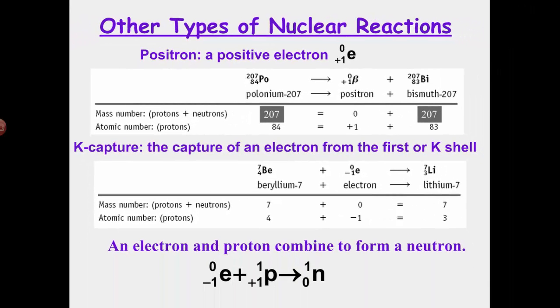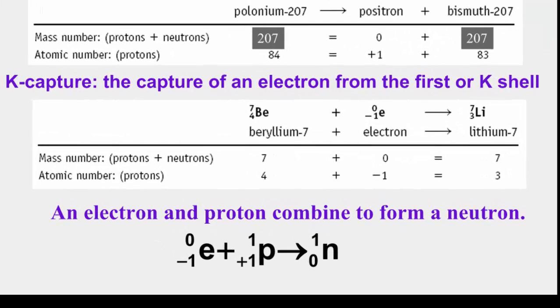Similar is something called K-capture. K-capture is essentially the exact reverse of beta emission. Beta emission, or beta decay, is when an atom releases an electron and becomes a little bit more stable. In K-capture, the nucleus actually captures or absorbs an electron from the first shell, which is sometimes called the K shell.